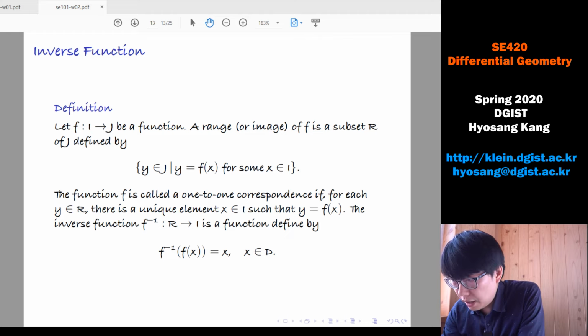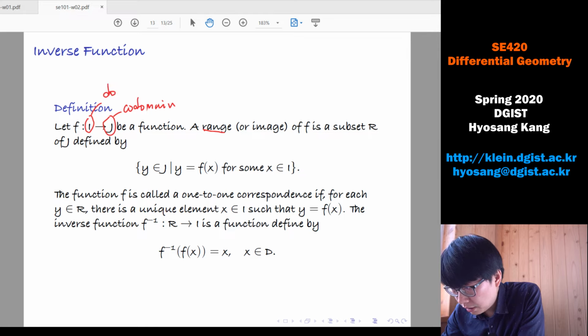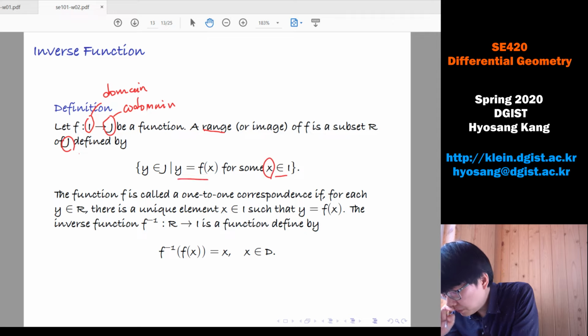Okay, so inverse function. Let f be a function defined on interval I to interval J. So this is called the codomain, and this is called the domain. So what is range? This is a subset of the codomain defined by the set of all values of the function for each point in the domain. So codomain could be the same set as the range, but usually the range is a smaller set.